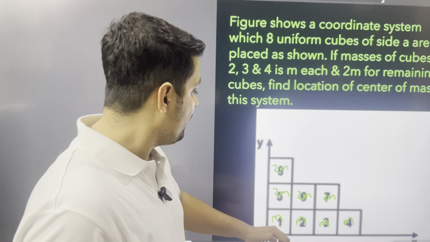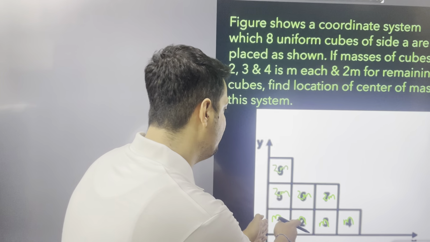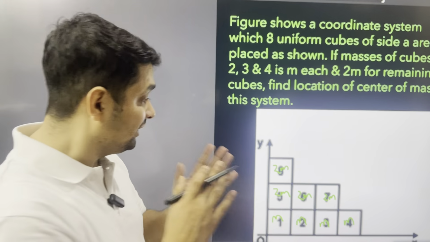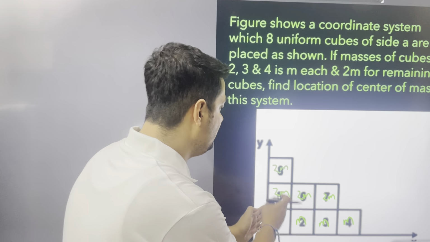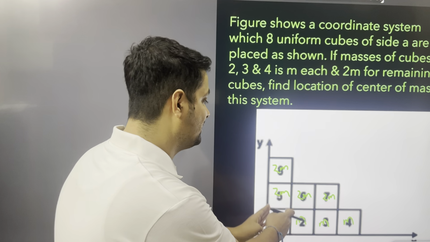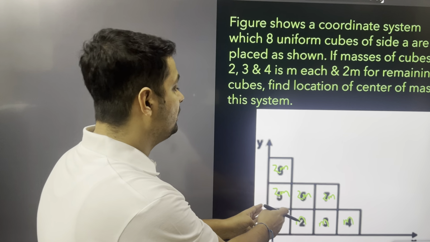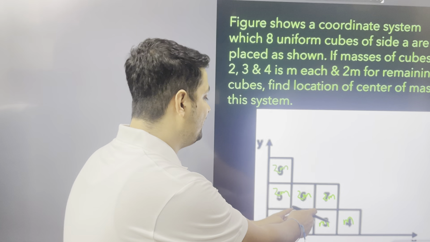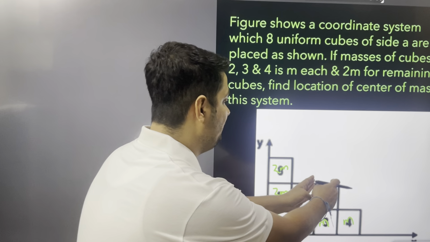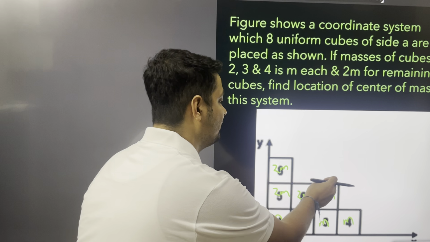So for x center of mass, I will divide it system-wise: first system, second system, third system, fourth system. One system represents one total mass. For example, 2m plus 2m plus m is 5m, so 5m is one system. First I will find the position of the 5m. The 5m position will be its center of mass. 2m plus m, 3m will be its whole mass. I will concentrate the total mass 3m on the center of mass along the x-axis.